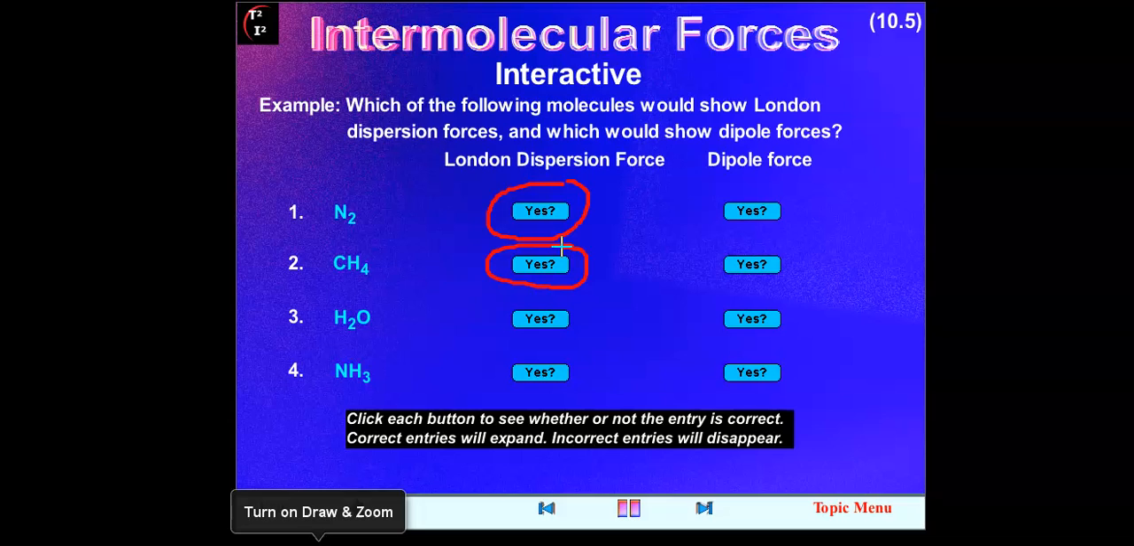But when you come to the molecule of water, remember that hydrogen has a small positive charge. Oxygen also has a small negative charge. We call this delta plus, delta minus, a small change in charges. So that means water is going to be dipole. In the case of ammonia, it doesn't have positive or negative poles like hydrogen and water do. So it's going to be London dispersion forces.